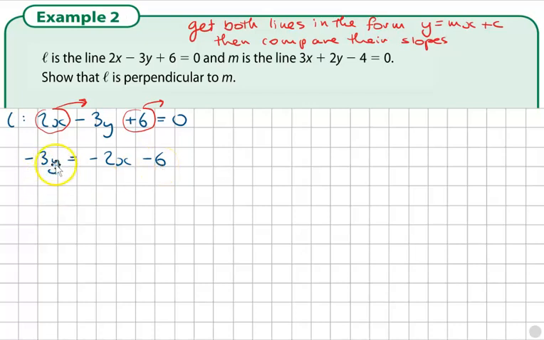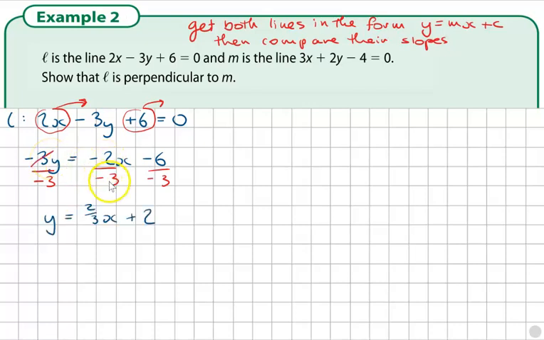So we want to get the y on its own, so we're going to divide by the number stuck in front of the y, which is minus 3. So we divide each term by minus 3. And minus 3 divided by minus 3 is 1. Anything divided by itself is 1, so you get 1y, which is just y.